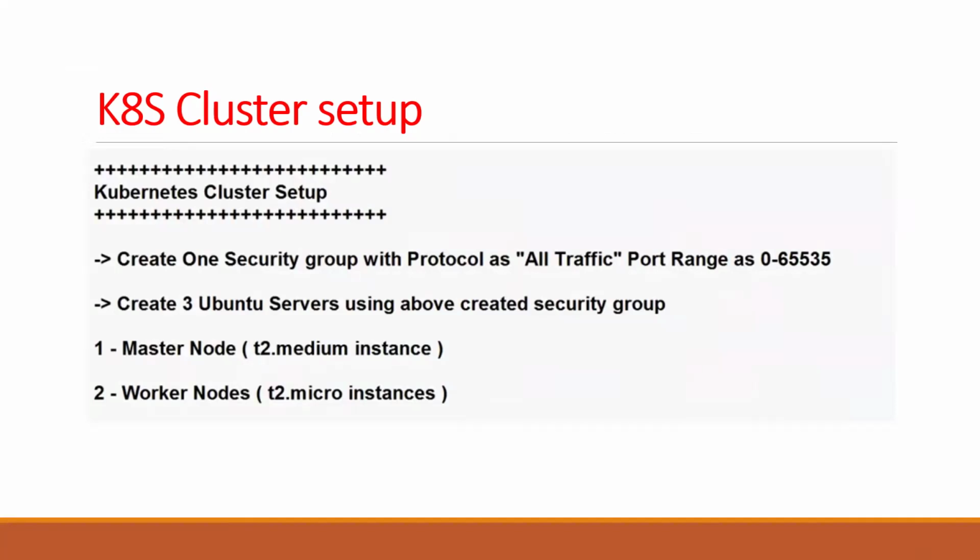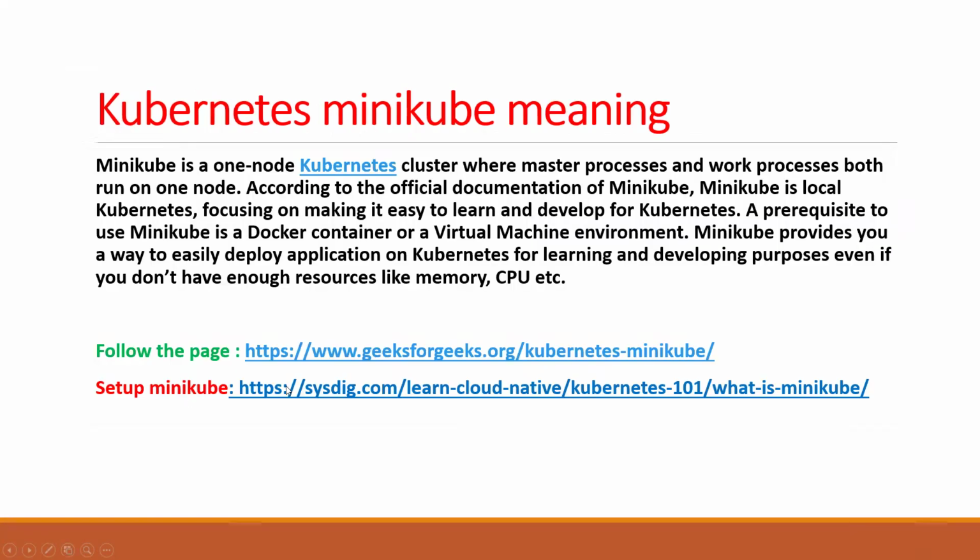So cluster setup. Create one security group and three Ubuntu nodes. Create three Ubuntu servers using the above created security group: one master node and two worker nodes. Right. So what does Minikube mean? Minikube is a one node Kubernetes cluster where master process and worker process both run on one node.